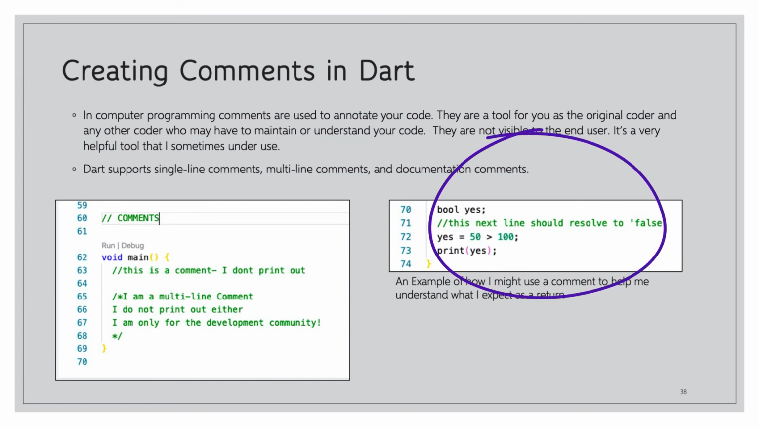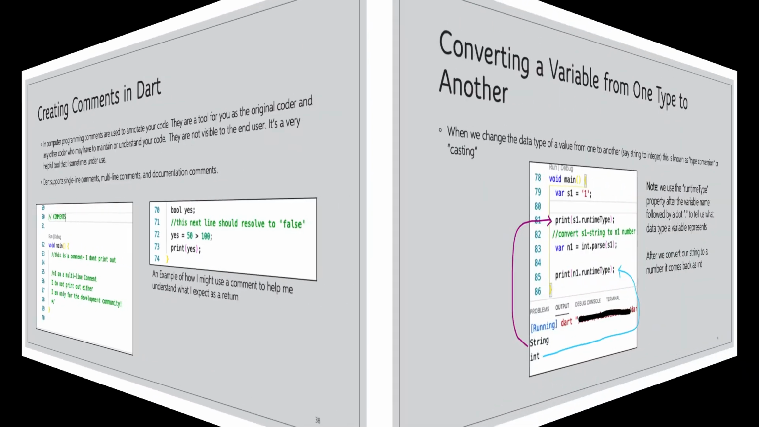This might be very intuitive for this example, but again, as code gets more complicated, this is an exceedingly helpful tool. So I have bool yes, we know that will resolve to what? True. So this next line I say should resolve to false. Why? I have 50 is greater than 100. I print yes, and that should be false because 50 is not greater than 100.